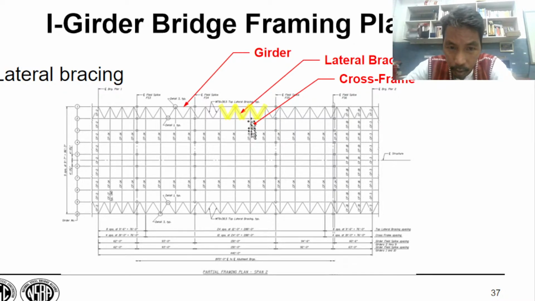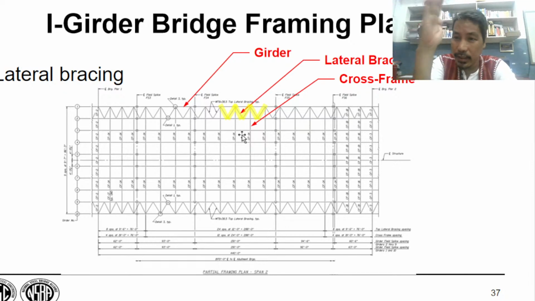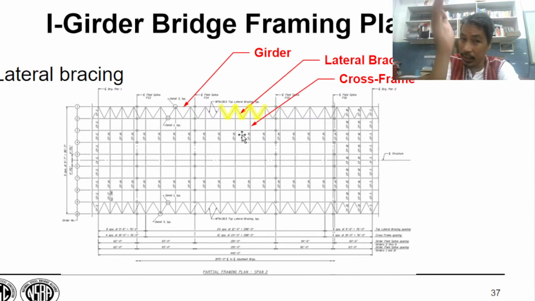Okay, we have cross frame. That's why the lateral bracing is like this. Usually the lateral bracing is vertical or horizontal, but here, since we have cross frame to take care of the vertical lines here, we can do the lateral bracing like this. But still, we call that lateral bracing. Why are we calling that lateral bracing?